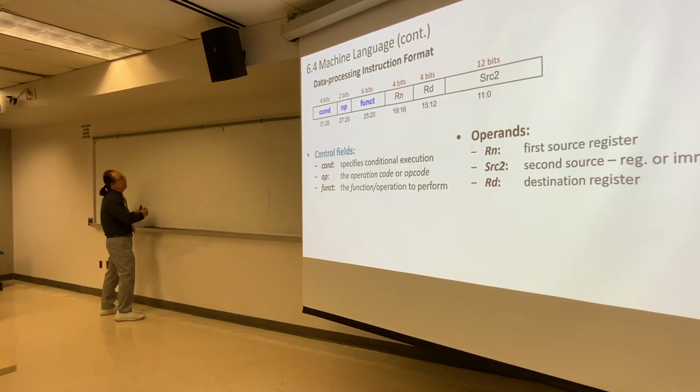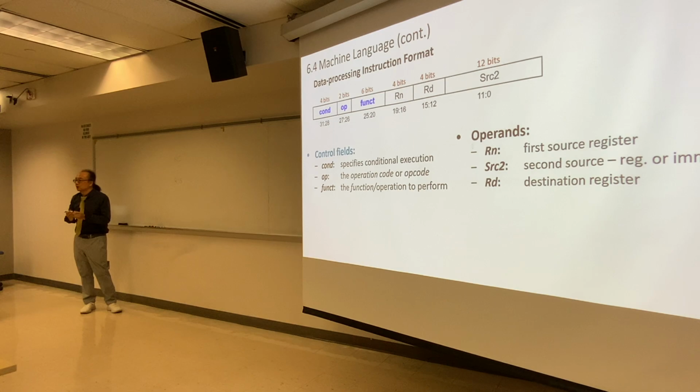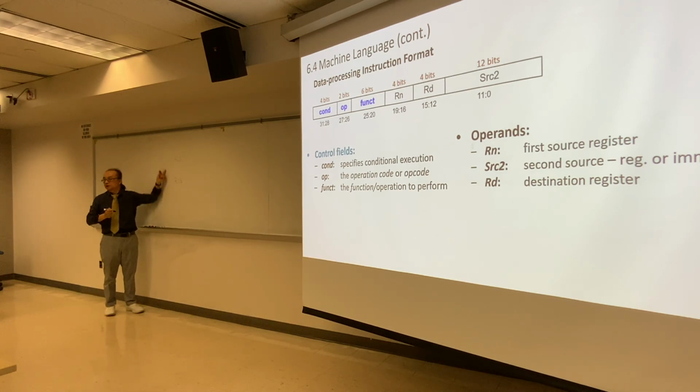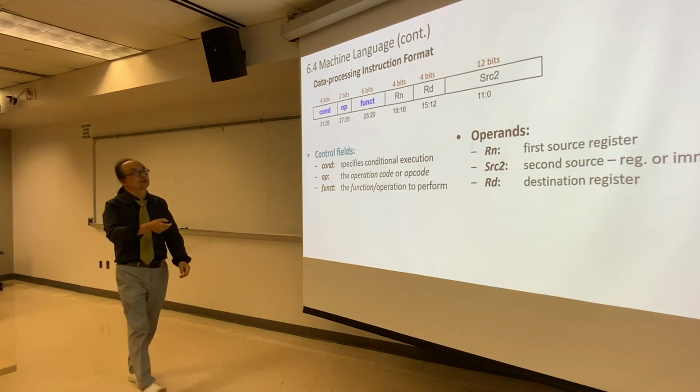R0 all the way down to R15. That's it. All the registers, we have to use only these. You cannot use anything else. So if you have 16 different registers, how many bits of the binary number are required to represent 16 different names? 4. That's why it's 4. So we can fit 0 to 15.